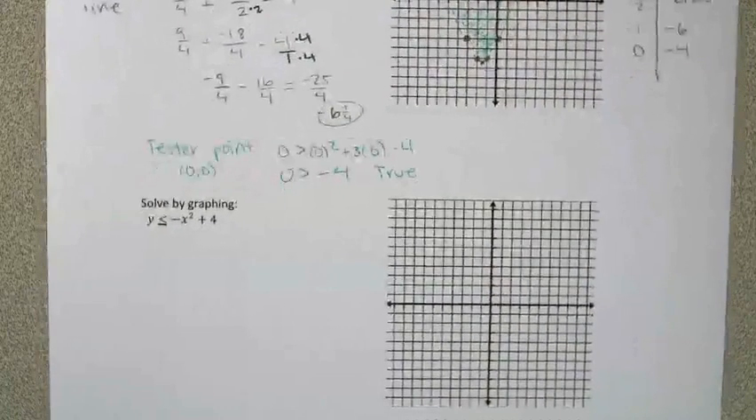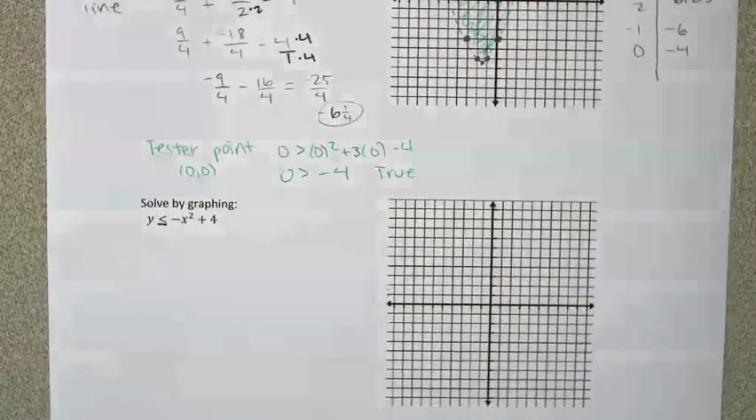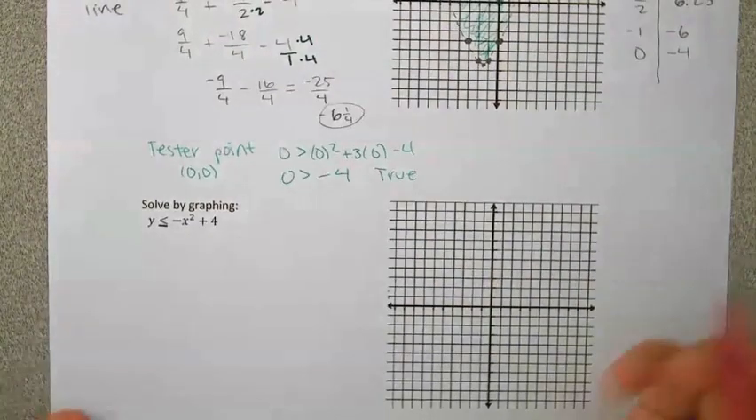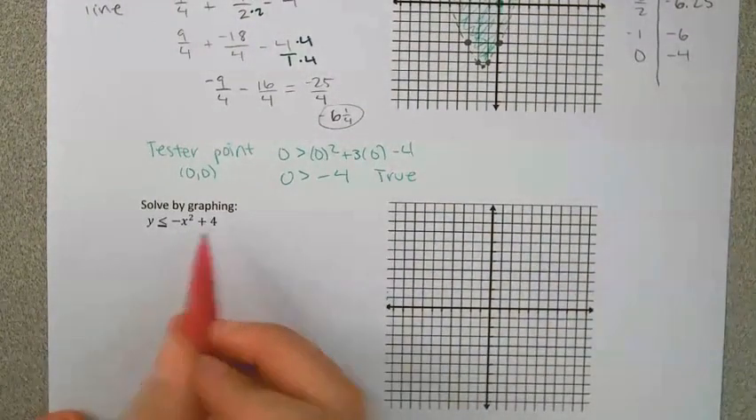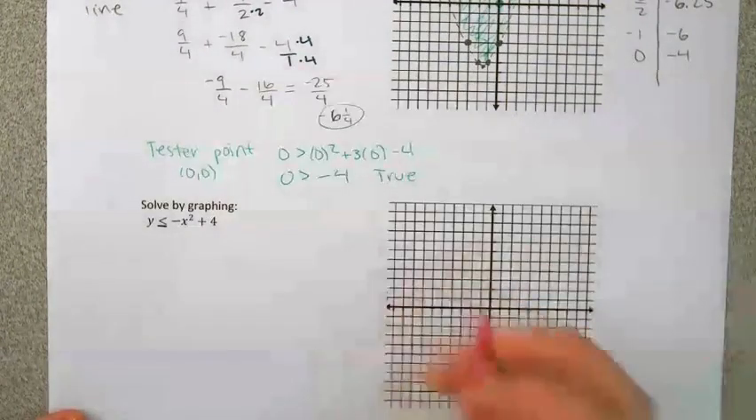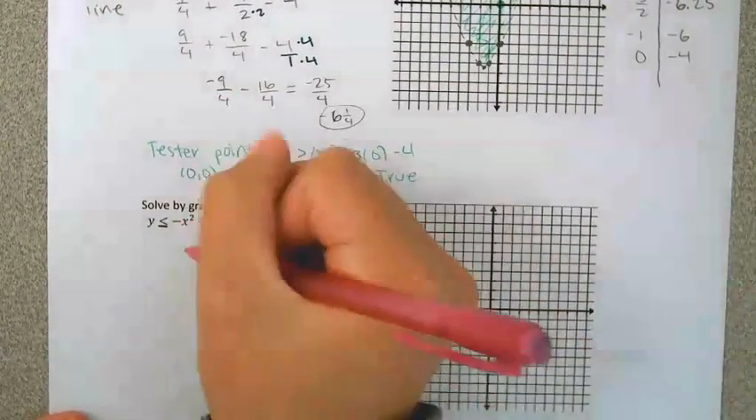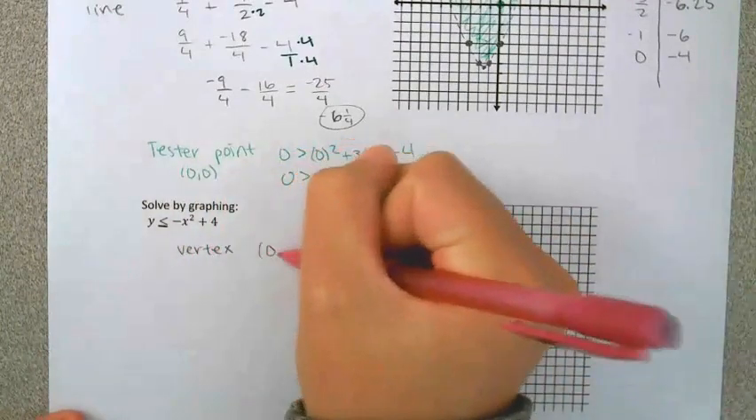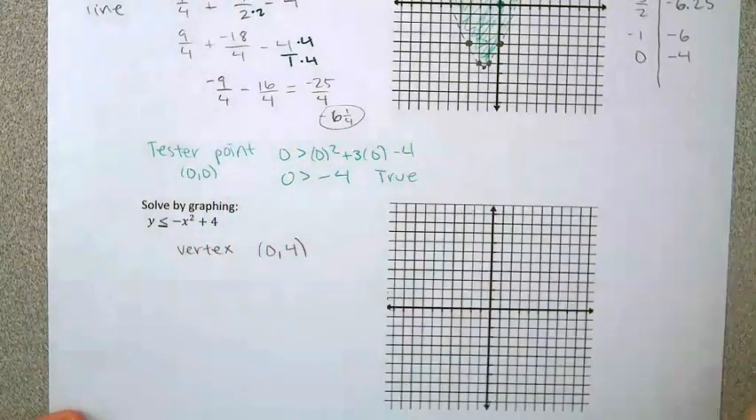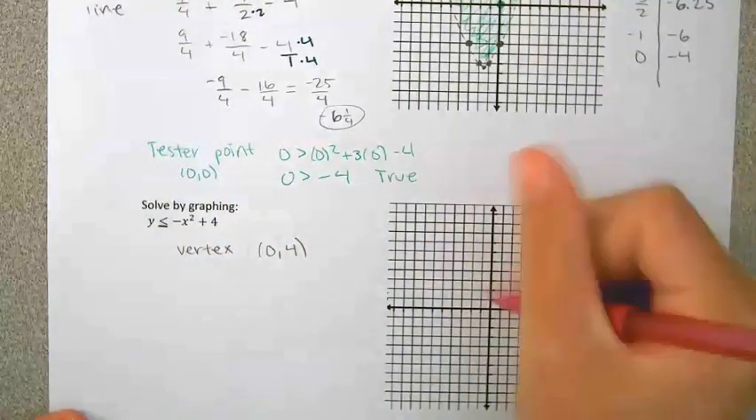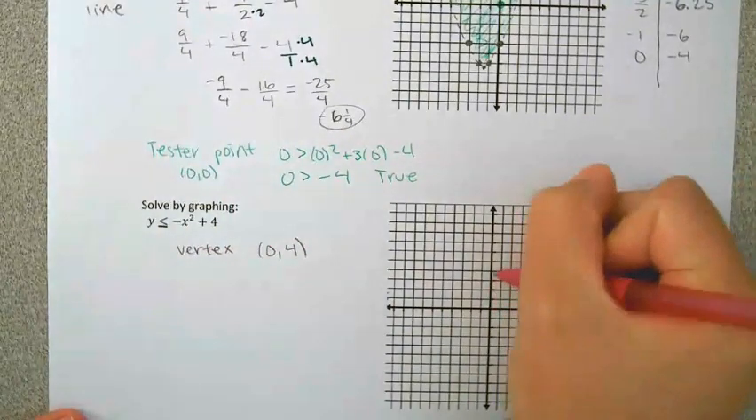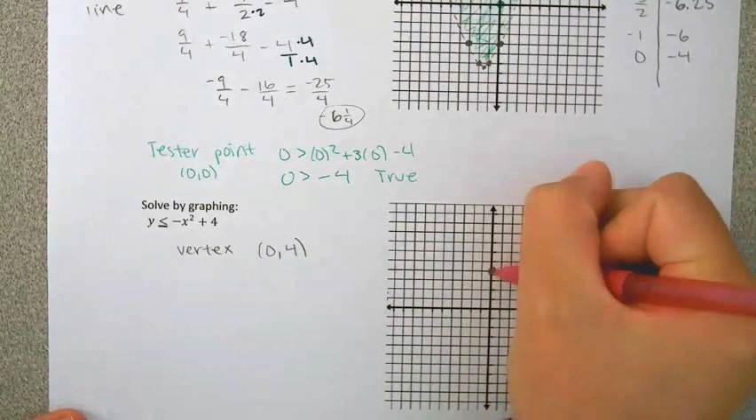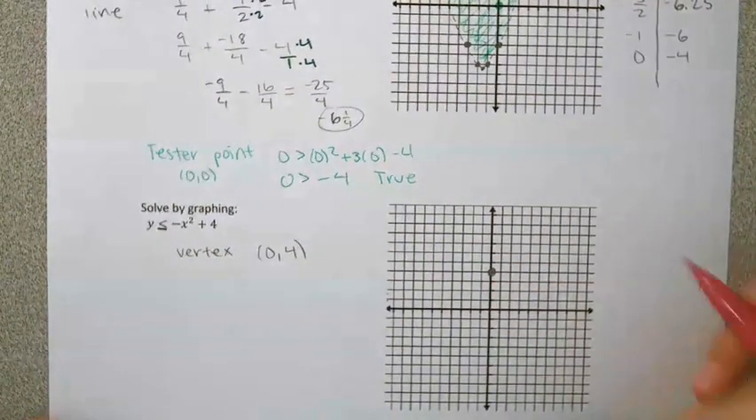So we're going to move on to this next one and graph it and find our solution set. For this next one, we are going to start by graphing it. And this is technically standard form, but it's also technically vertex form, because your h value is 0. So my vertex automatically is going to be (0, 4), and it's also my y-intercept. So I'm going to go 1, 2, 3, 4 and put a point for my vertex.